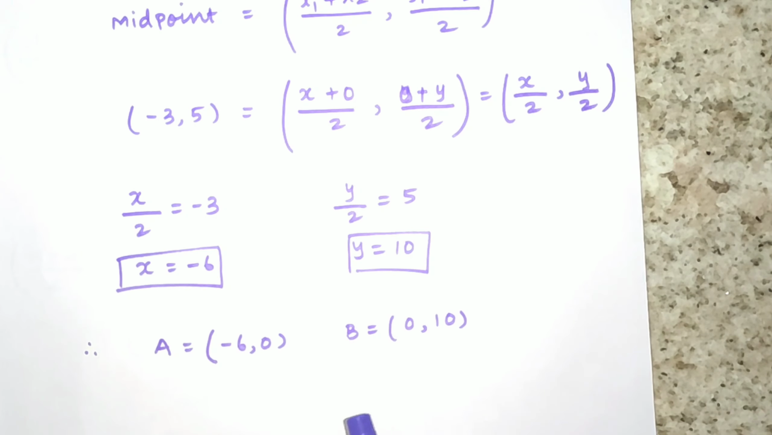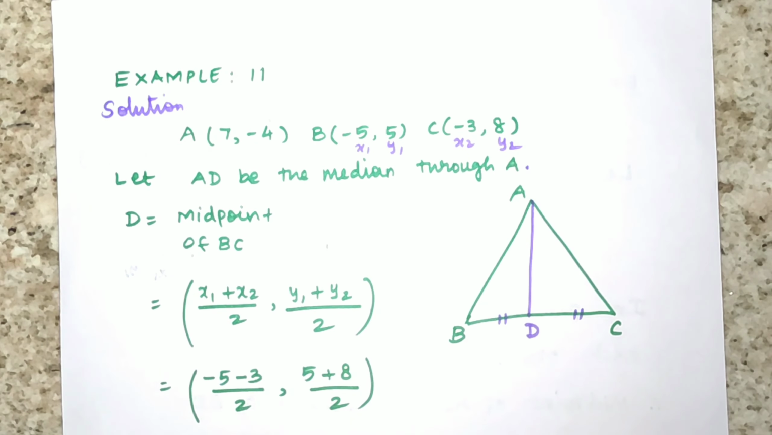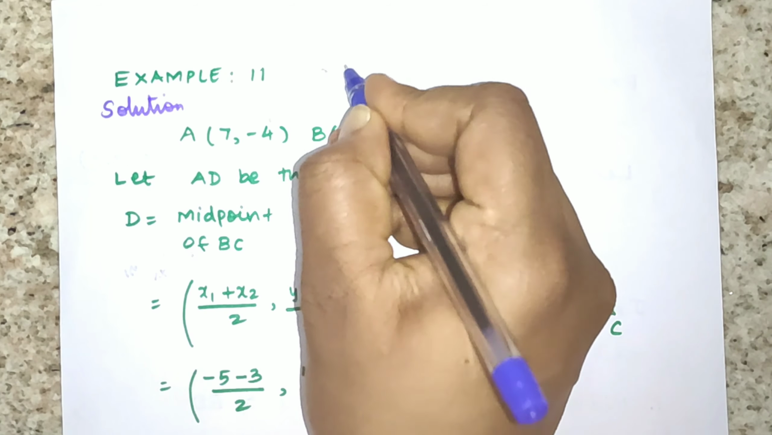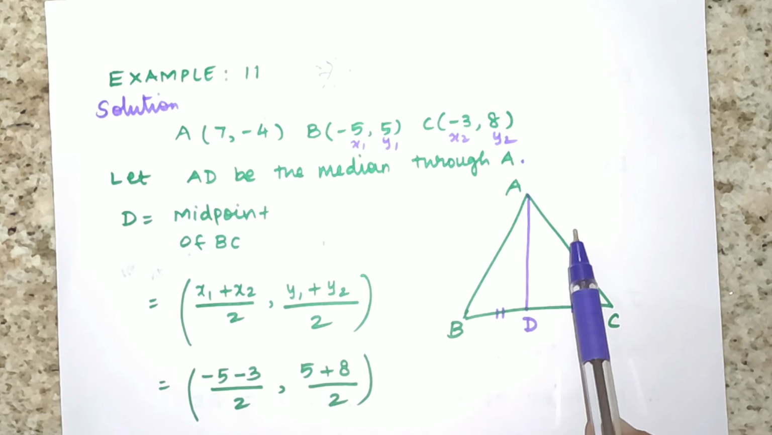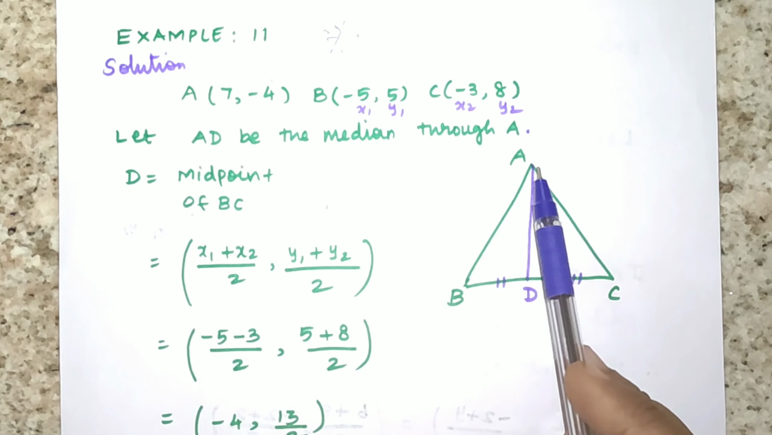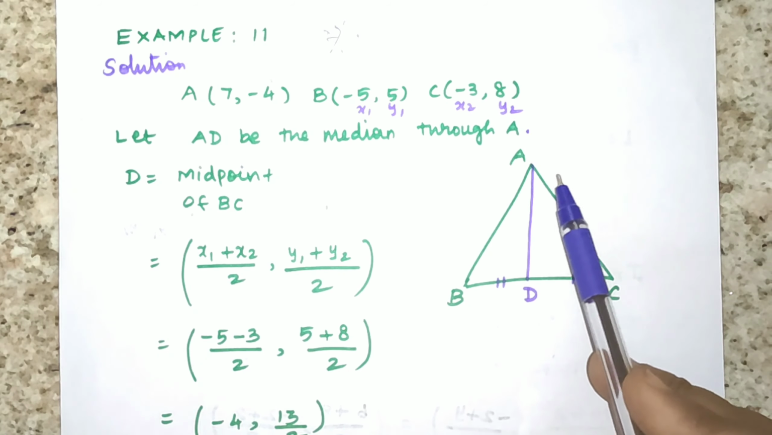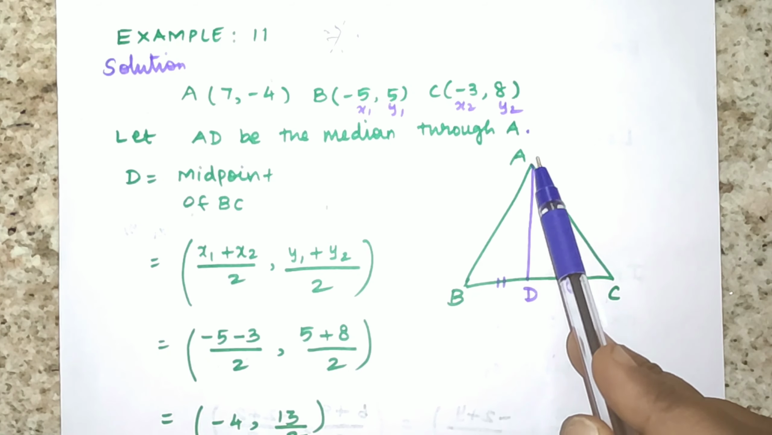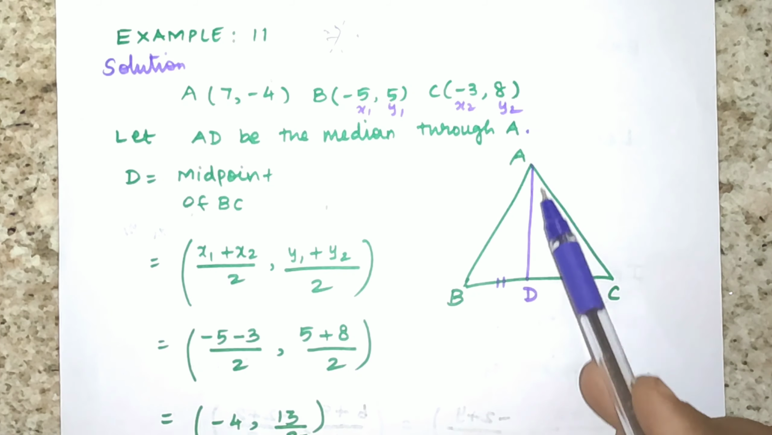So this is the book answer. So example 11. This is a very important problem: finding the equation, length of the median. Median means this is a property of a triangle. So triangle ABC, with A, B, C as vertices. We have to find the length of the median through the vertex A. Median means this is the line segment joining the vertex and the opposite side.